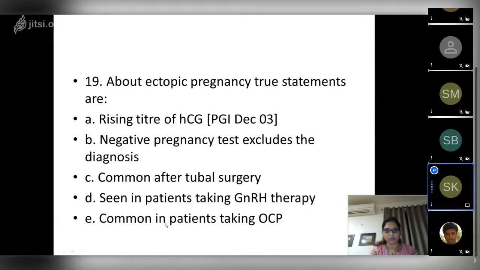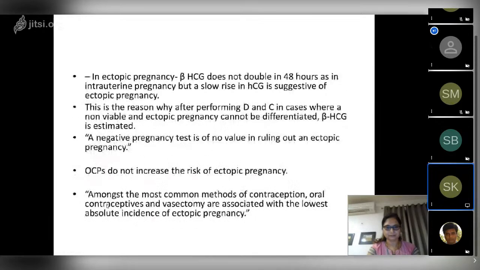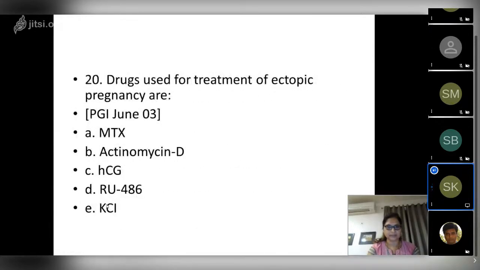It is not common in patients taking OCP. So remember, the right answer for this question, the true statements about ectopic pregnancy: one, it is common after tubal surgery; the rising titer of HCG is right to some extent, as I discussed; and it is seen in patients taking GnRH therapy. Clear to all of you? Yes, ma'am. Right, so that's the same thing we discussed.